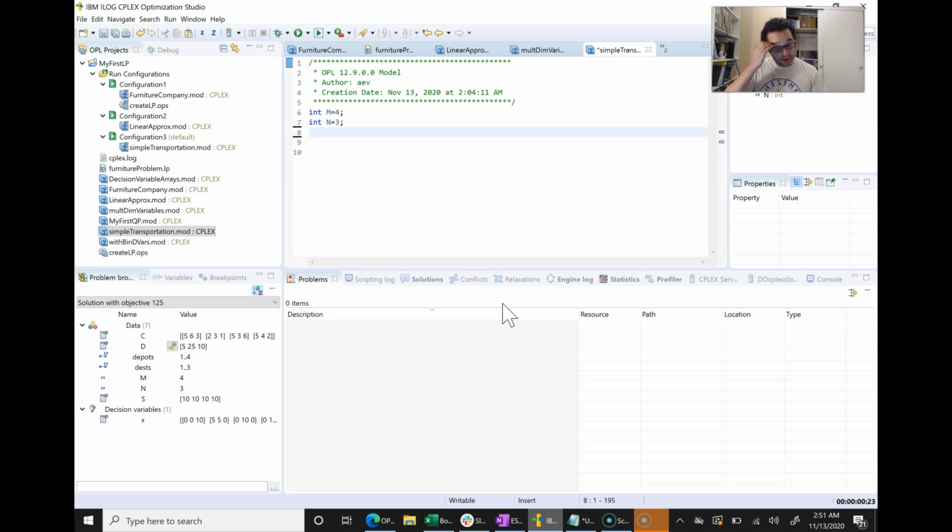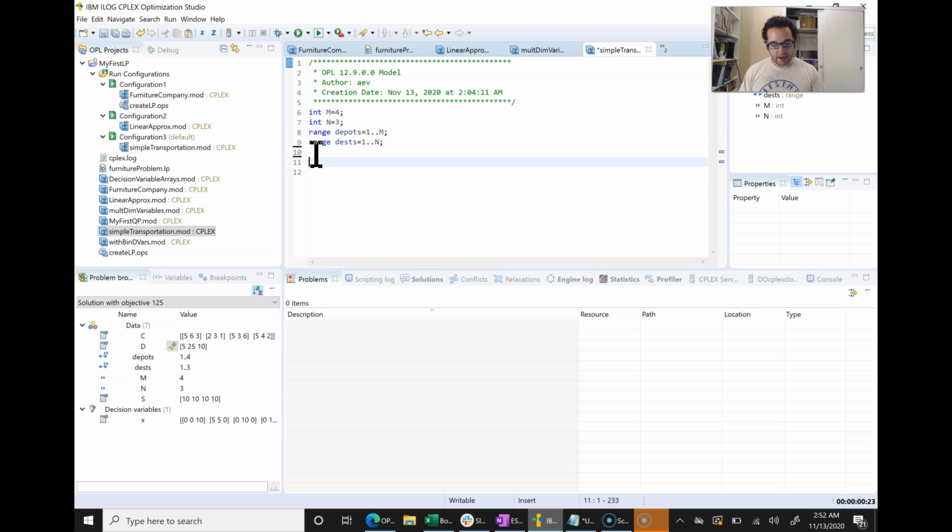The next thing that we can do is start to define ranges. Right? Range. So maybe we can define a range of depots, and that's from 1 to m. This will become useful later on. And we can define another range of destinations from 1 to n. Why am I not allowed to do that? So, yeah, casing. Okay. So good to know. Apparently OPL is case sensitive, so now we know that.